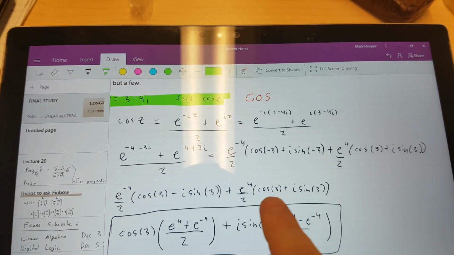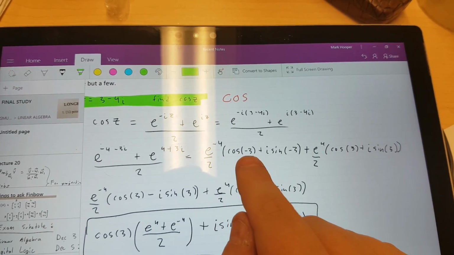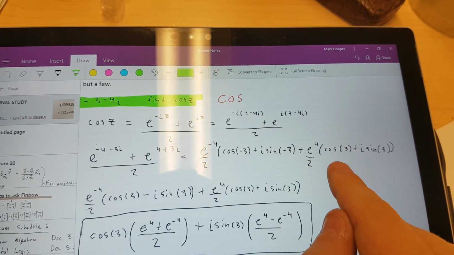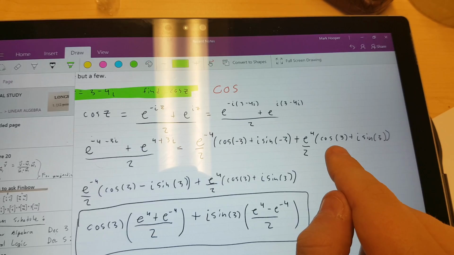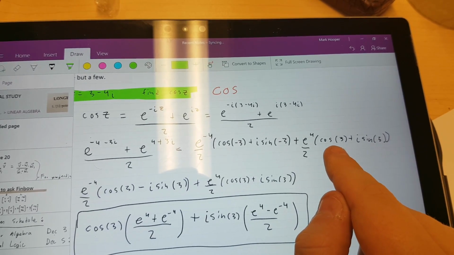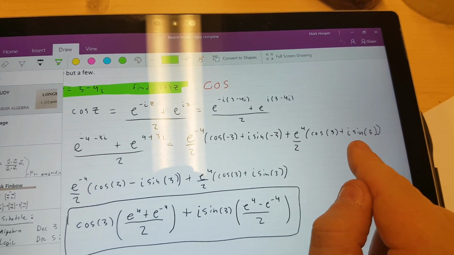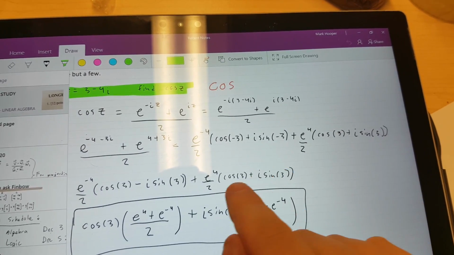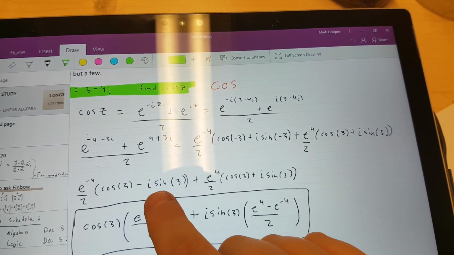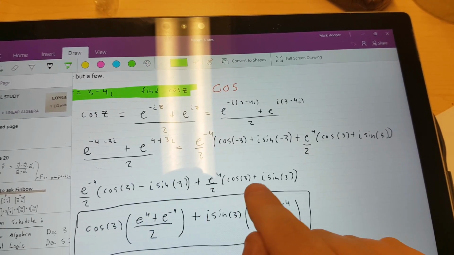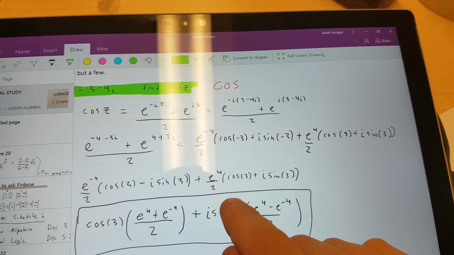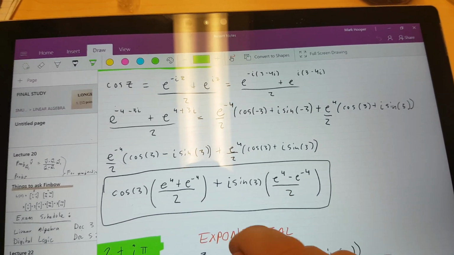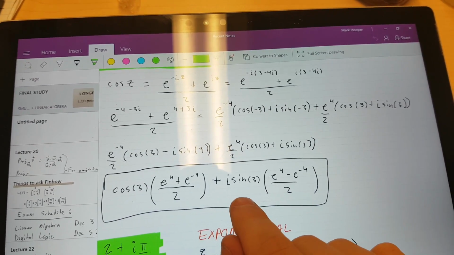Now remember, in some trig stuff, if you take the cosine of a negative angle, it's the same thing as taking the cosine of a positive angle. And if you take the sine of a negative angle, it's the same thing as negative the sine of that same angle. So that way we can have it all in terms of just 3. We can factor out what we need. So this becomes this, and that's an acceptable final answer.